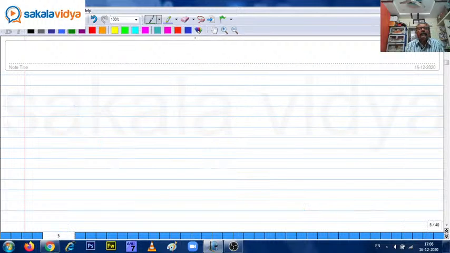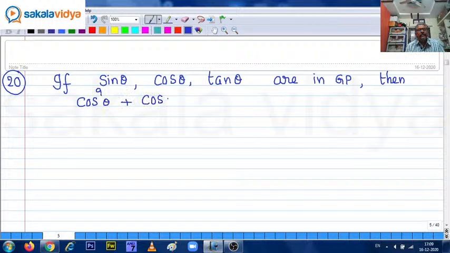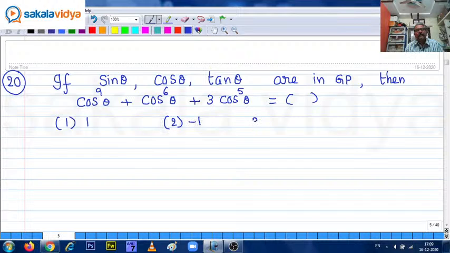Now let us move to the 20th problem. If sin theta, cos theta, tan theta are in geometric progression, then cos theta to the power of 9 plus cos theta to the power of 6 plus 3 cos theta to the power of 5 equals: first option 1, second option -1, third option 0, fourth option is 2.